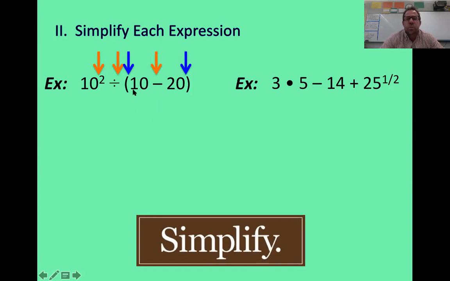Okay, so parentheses gets to go first. What that means is you do whatever is inside the parentheses. So there's a subtraction, and in our order of operations, subtraction is way at the bottom. However, it's inside these parentheses, so that's what we want to work on first. So now, 10 take away 20.